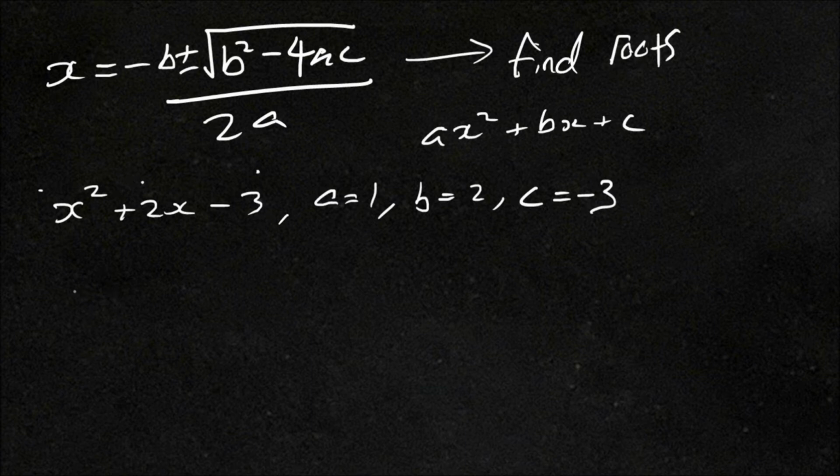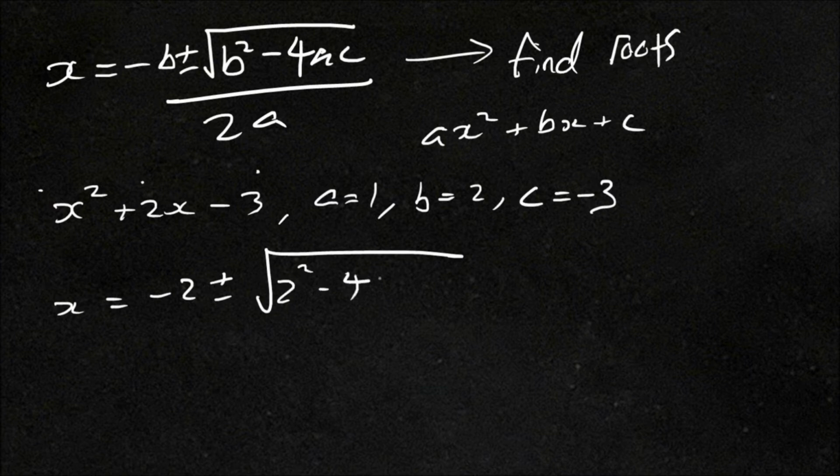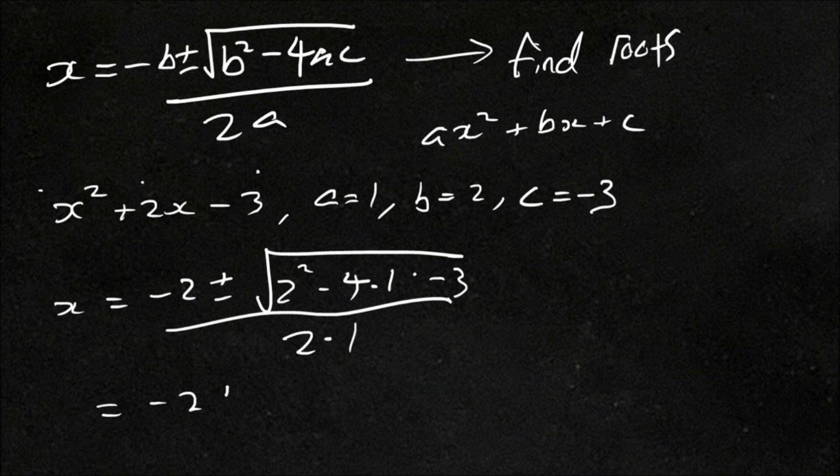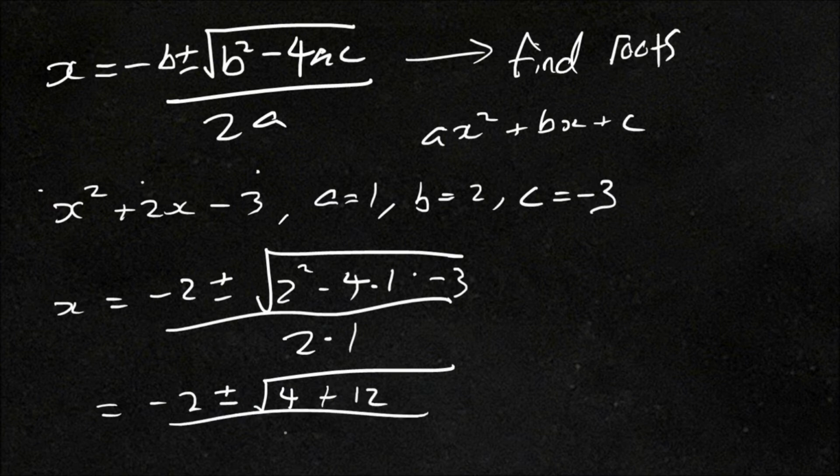Putting these values into our formula, we'd get x equals minus b, that's 2, plus or minus the square root of 2 squared, minus 4 times a, which is 1, times c, which is minus 3. And this is all divided by 2 times 1. So this is minus 2 plus or minus the square root of 4 minus, so minus 4 times 1 is minus 4, times minus 3 is plus 12, and divided by 2.